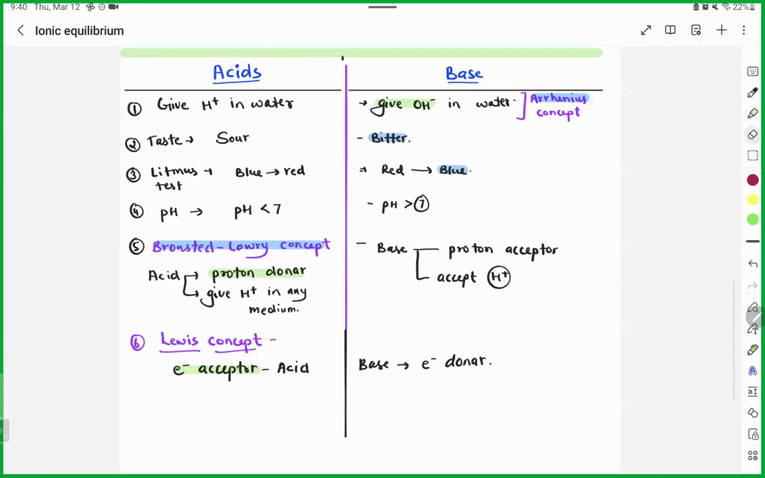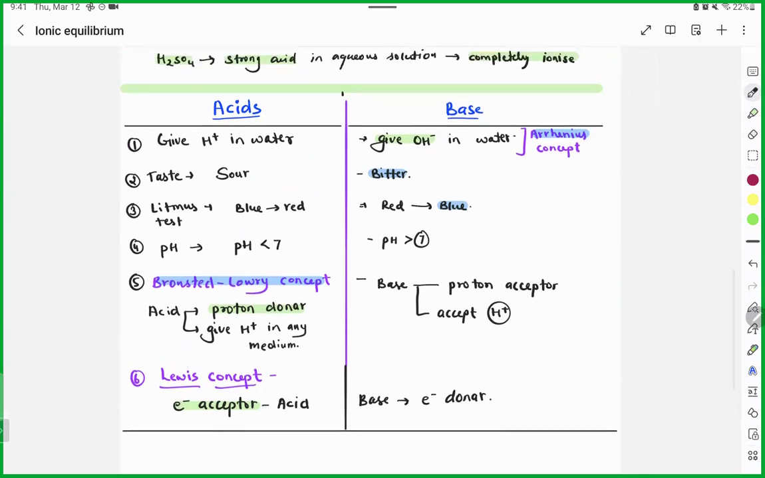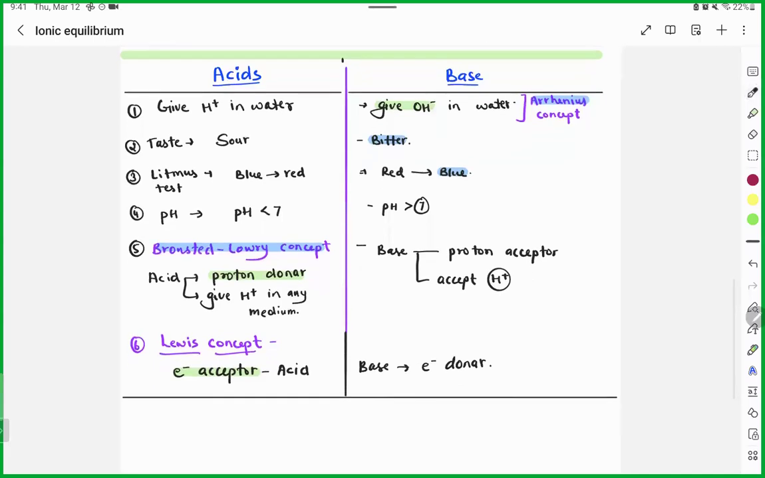Any doubt, guys, in this? Any doubt? No, sir.